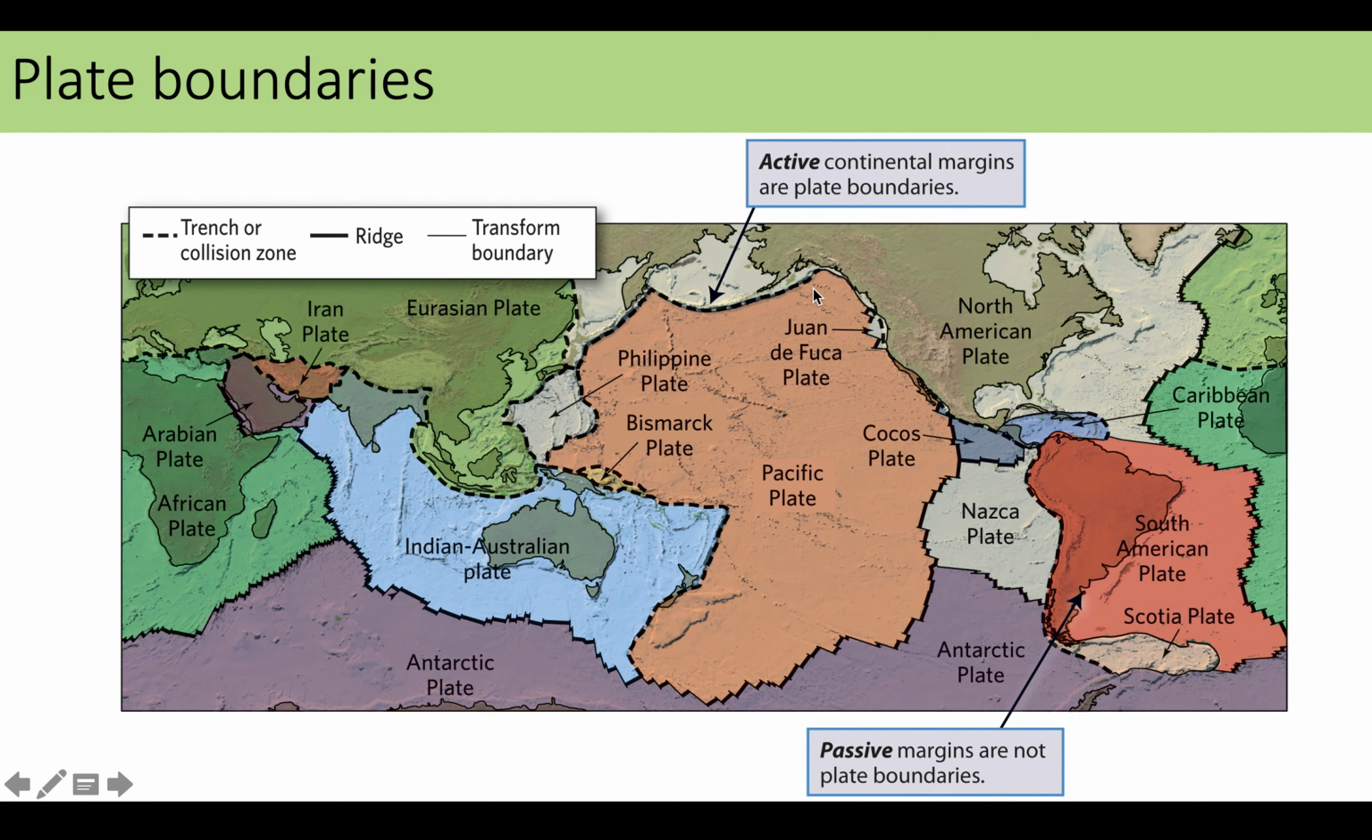So it's a boundary between two different plates. There is some type of meeting there of our two different plates. So an active margin is where we have something going on. We have a plate boundary there.